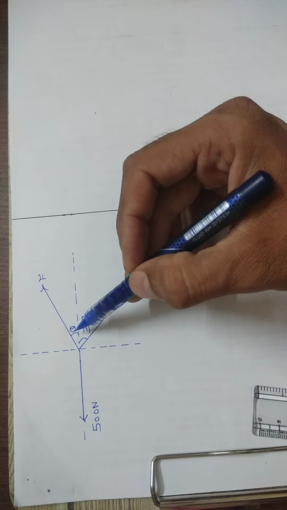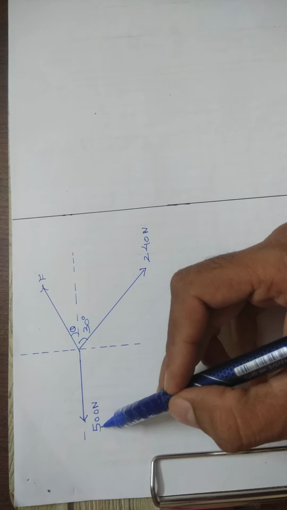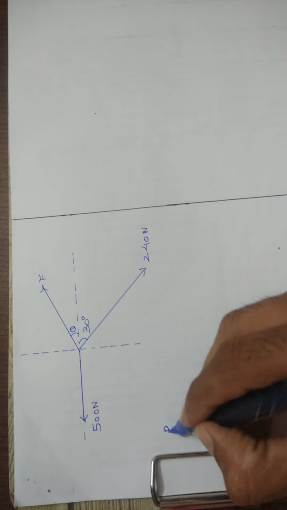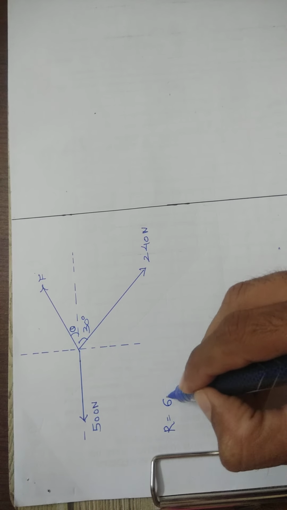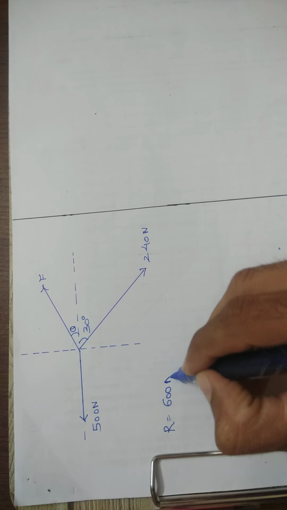In this way, these three forces are given. F force is making an angle of theta. 240 is given at 30 degrees. 500 is given horizontal without any angles. And the resultant value is given as R. In the question, what is the condition given? R is equal to 600 Newton, but it is making an angle of 60 degrees with the horizontal. That means the resultant will lie in the first quadrant.